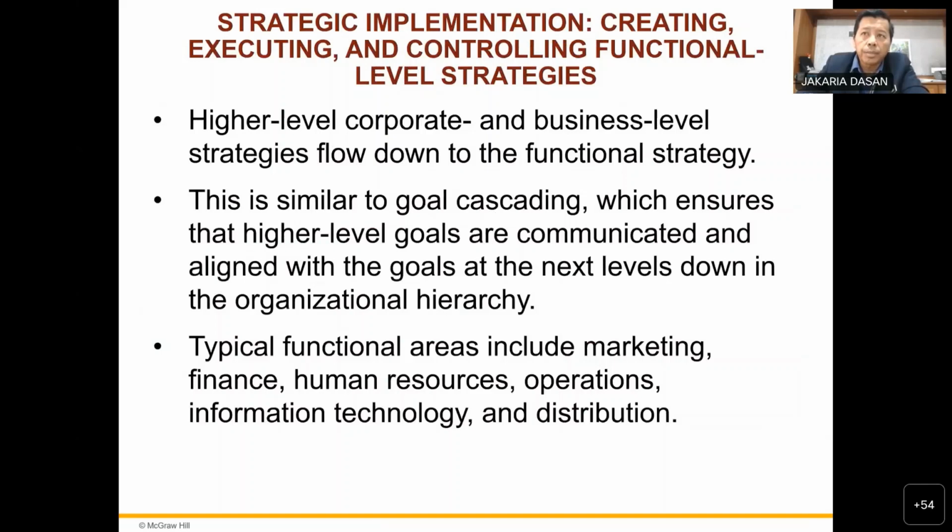When the top management comes up with strategies, they need to be cascading down. Cascading down maksudnya ialah how actually these strategies need to be implemented. What is the way? How are you going to do it? This particular way of doing must be delivered to the functional level, to the operational level. So this is what we call cascading.